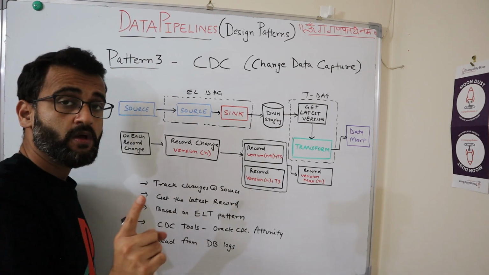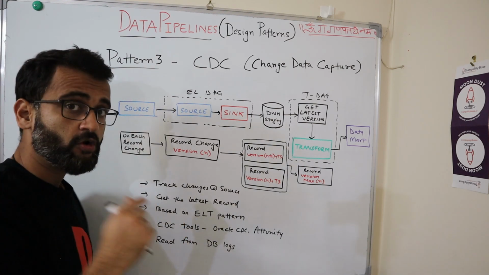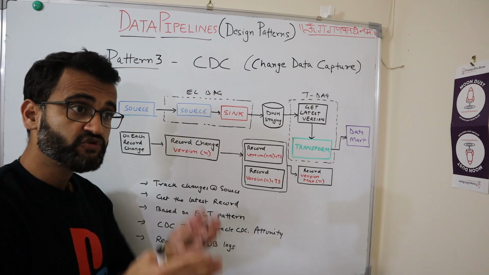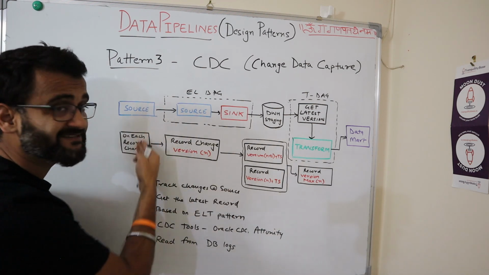Again, an important point. Why we need ELT is because in order to identify the latest record, you have to store all the records at some place, because this is a transactional system.